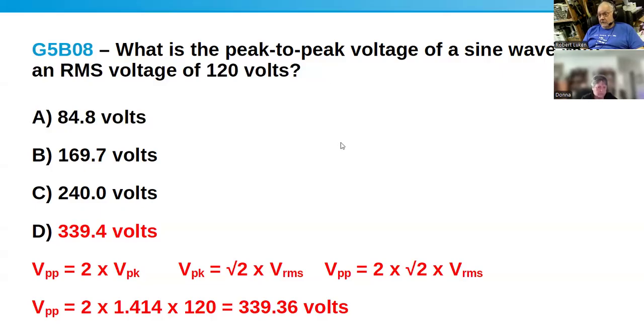Now realize it's talking about your 120 volts in your house, where we talk about it being 120 volts RMS. It's 340 volts peak to peak. Most people don't realize it's that high a voltage. No, I didn't either.